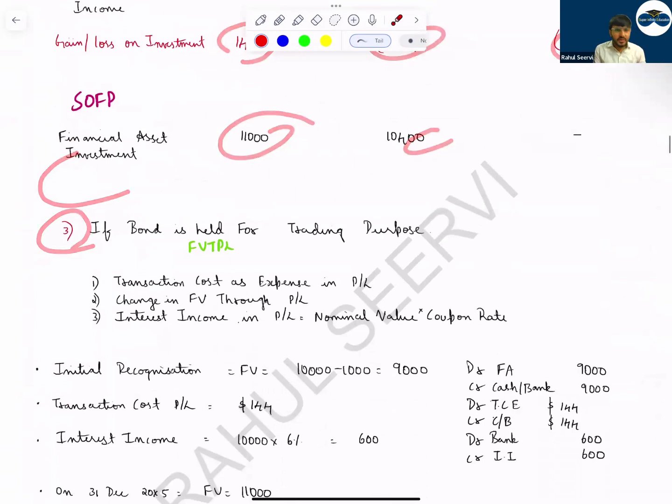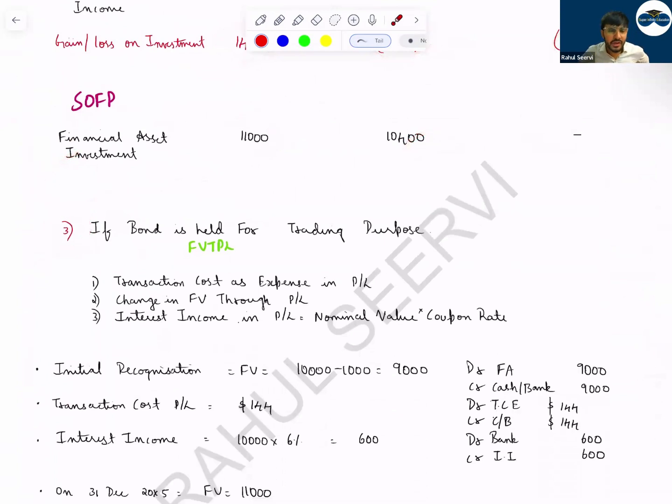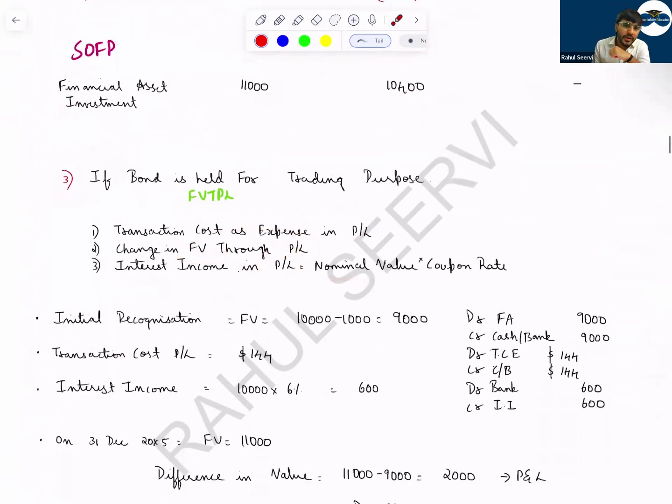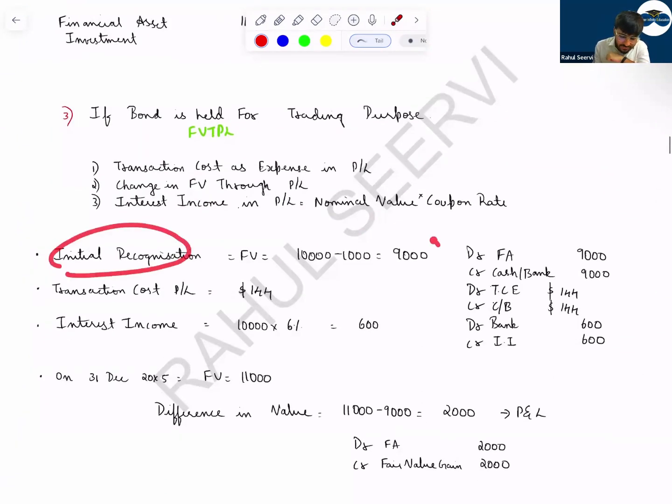Then third, if the bond is held for trading purposes, it is fair value through P&L. I mentioned transaction cost as an expense in P&L, change in fair value through P&L, and interest income in P&L, nominal value into the coupon rate. So for initial recognition at fair value of 9,000, you will record it: debit financial asset, credit cash.